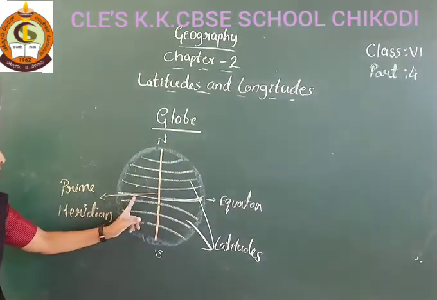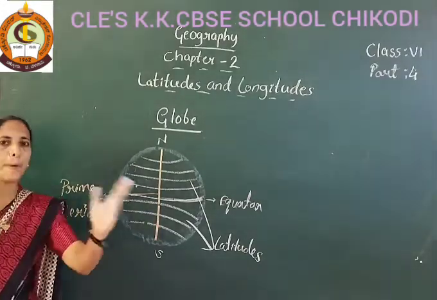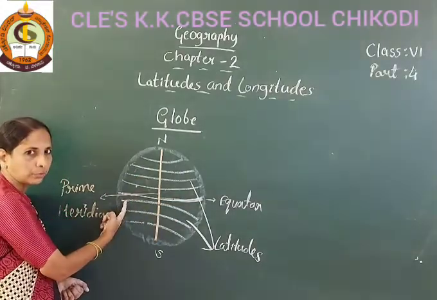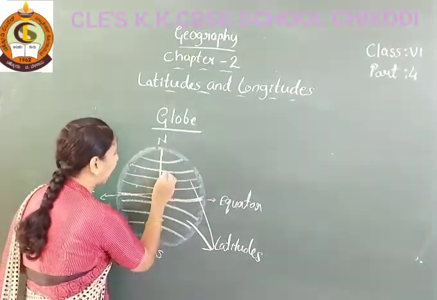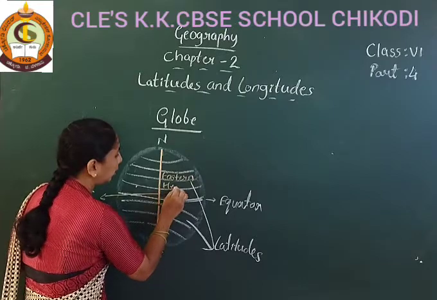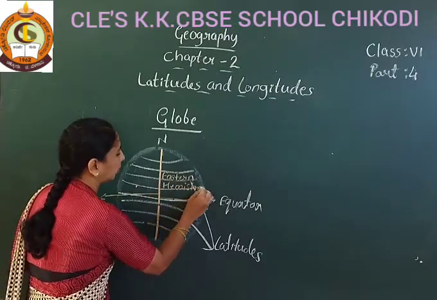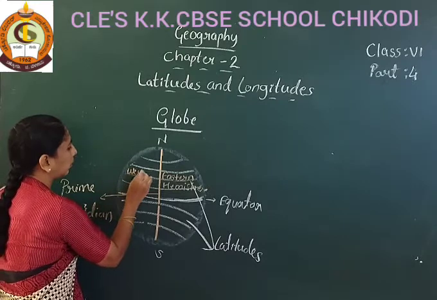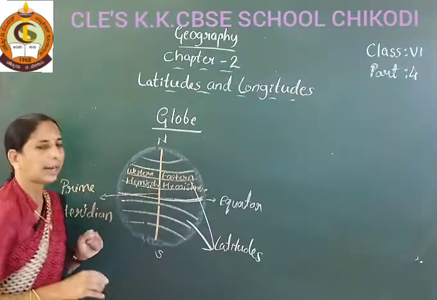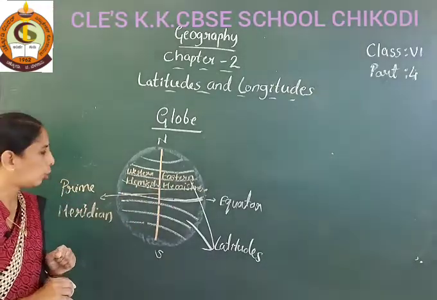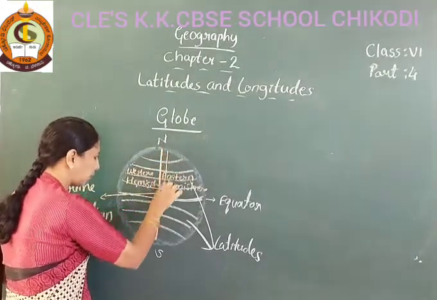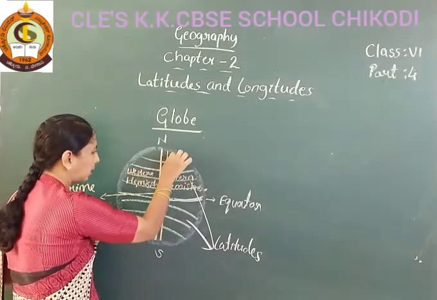This prime meridian again divides the earth into two parts, this one part and this one part. This part we call the Eastern Hemisphere, and this part is the Western Hemisphere. Eastern Hemisphere and Western Hemisphere.